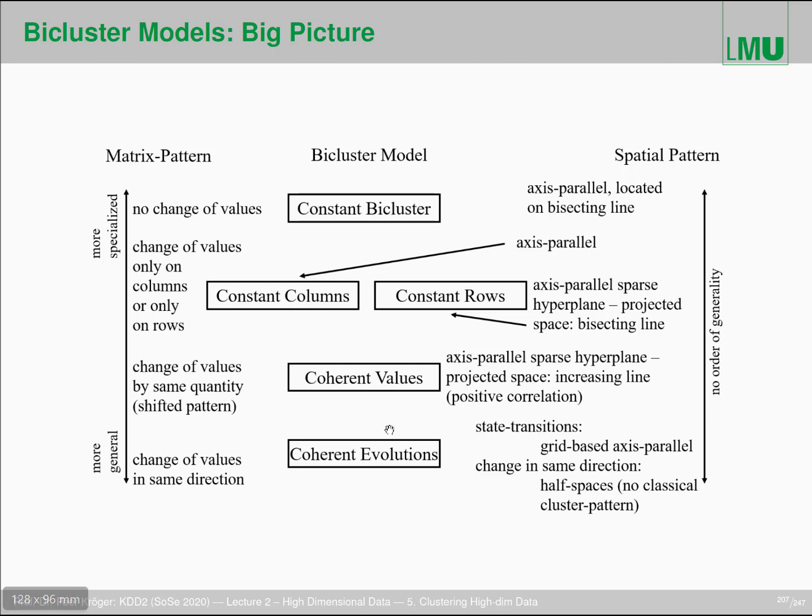Constant columns are axis parallel, constant rows are axis parallel sparse hyperplanes, then coherent values and coherent evolutions. And you see the relationship to the spatial pattern, and you may notice also that the higher it is here, the more specialized it is with respect to the matrix pattern. Here there is no order of generality in the spatial pattern because they have been defined by a specific matrix pattern. They didn't care too much about the spatial pattern. That's what we try to relate here in order to give you a better feeling of what those models are actually doing.